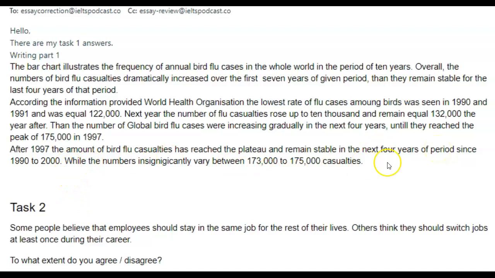And then, you know what? This could be in the same sentence. So they remained stable in the next 4 years while the numbers insignificantly varied between 173 and 175,000 casualties. All right, this is, I mean, it's accurate. Okay, there were some problems that made it a little inaccurate in some places, but on the whole, it was okay. You had an overview.